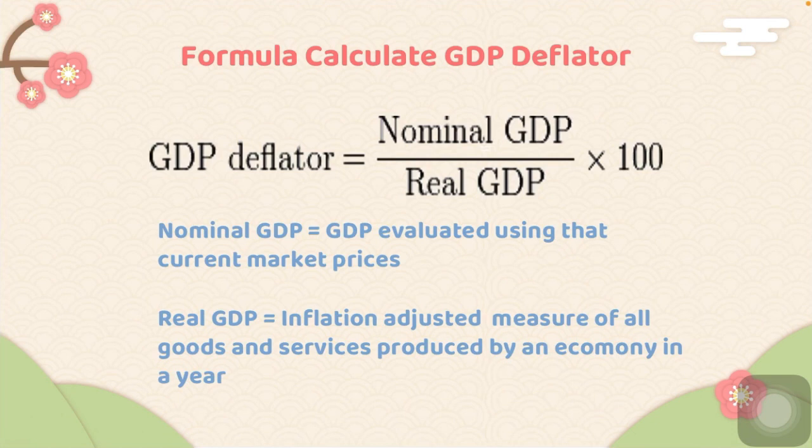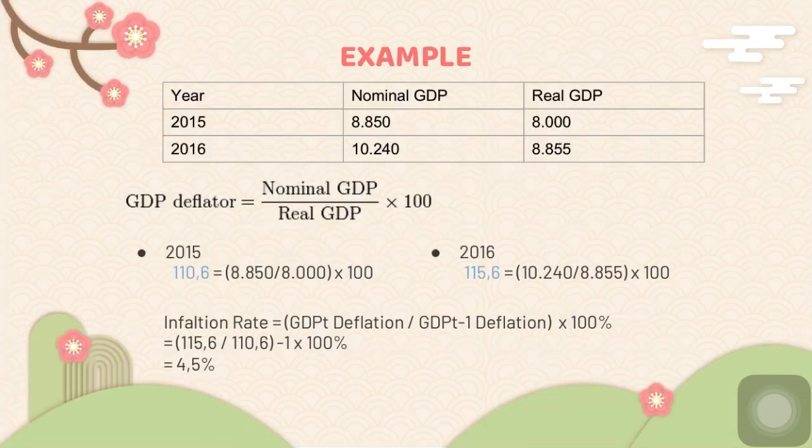Next, the formula to calculate the GDP deflator. GDP deflator equals nominal GDP divided by real GDP and multiplied by 100. Nominal GDP is GDP evaluated using current market prices, and real GDP is an inflation-adjusted measure of all goods and services produced by an economy in a year.